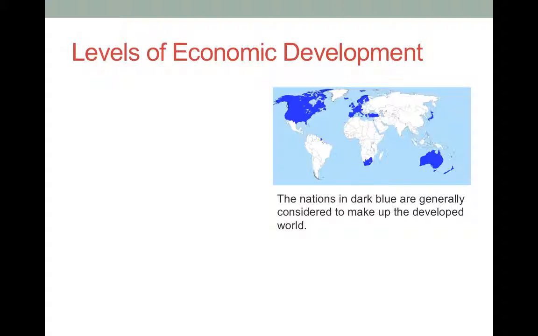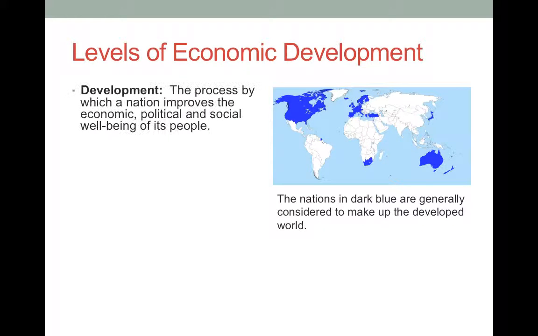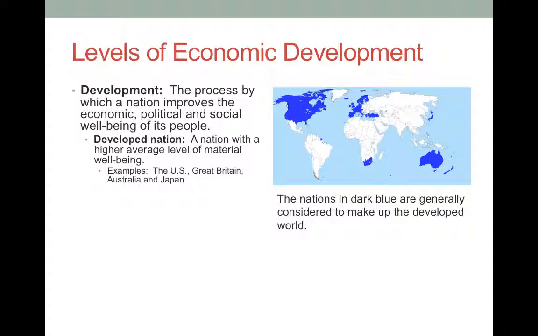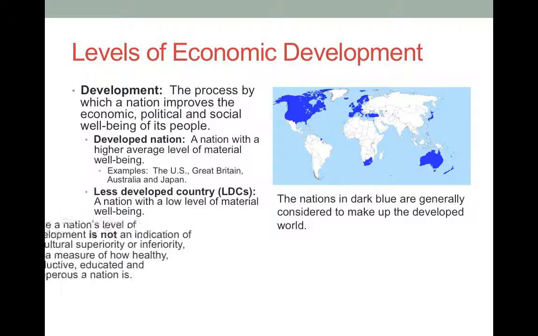Okay, countries in the world have different developmental levels. Development is the process by which a nation improves the economic, political, and social well being of its people. A developed nation is a nation with a higher average level of material well being. Examples are the US, Great Britain, Australia, and Japan. A lesser developed country, or LDC, is a nation with a low level of material well being.